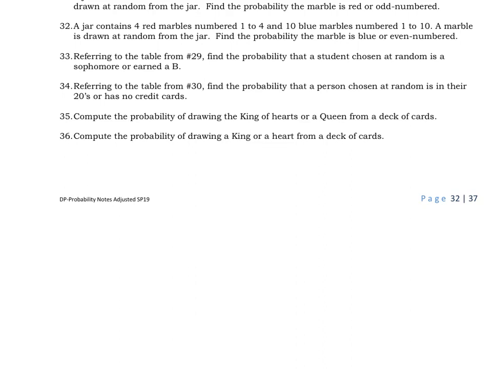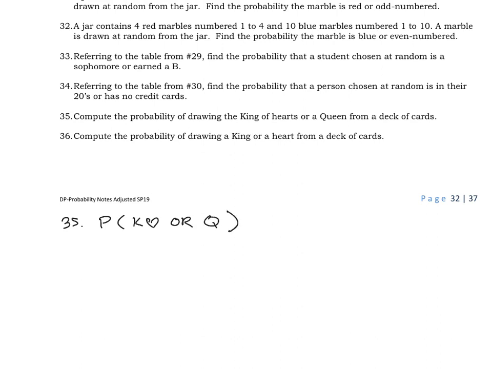Probability practice exercises 35 and 36. 35 says compute the probability of drawing the king of hearts or a queen from a deck of cards. So we are assuming that we are just drawing one card. So again, probability of drawing the king of hearts or a queen from the deck of cards.